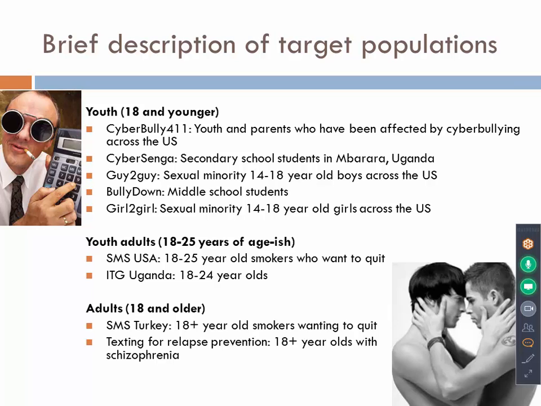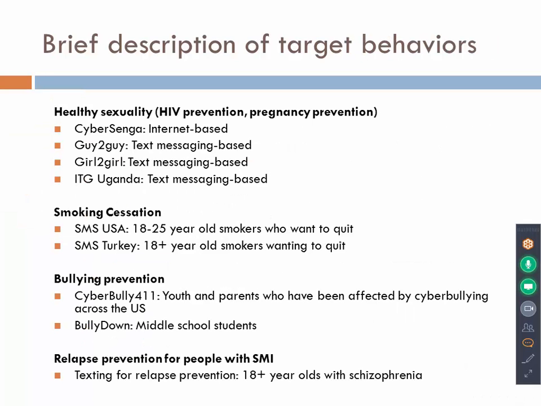Okay, so Claude already went through this, but we've done work with youth who are 18 and younger. We've done some work with young adults, in the 18 to 25 band, and also with 18 and older youth. I won't belabor that. We have done quite a bit of work in HIV prevention and healthy sexuality and related topics, and also smoking cessation, bullying prevention, and now relapse prevention for people with serious mental illness. The things I'll be talking about today in terms of intervention development are lessons learned across these behavioral interventions, and so ideally they're really universal.